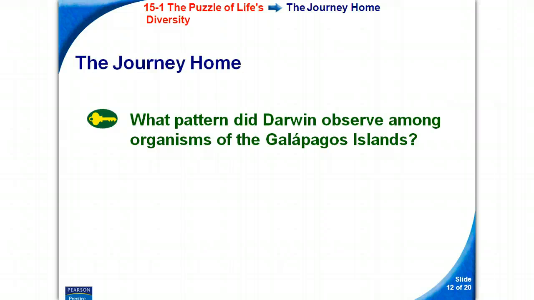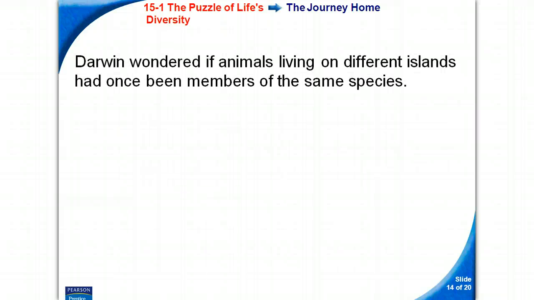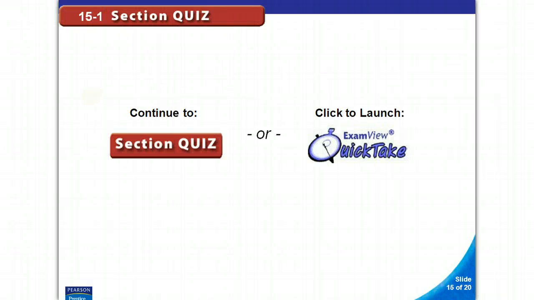Key concept number 2. What pattern did Darwin observe among organisms of the Galapagos Islands? Darwin observed that the characteristics of many animals and plants varied noticeably among the different islands of the Galapagos. Darwin wondered if animals living on different islands had once been members of the same species. These separate species would have evolved from an original South American ancestor species. Okay, so you see it's a short section.